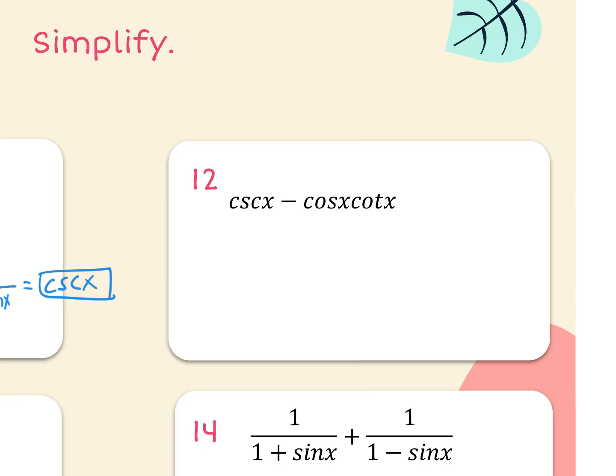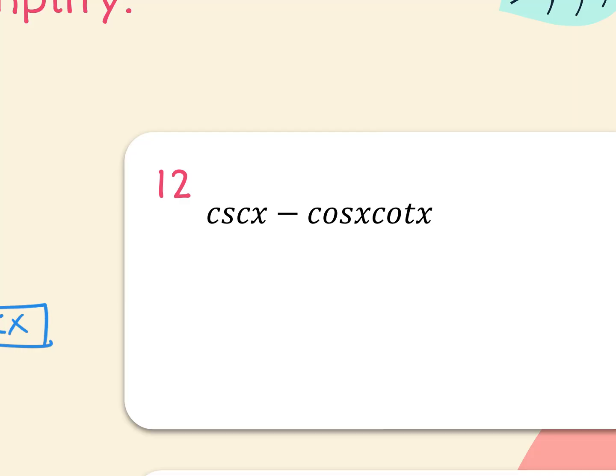So again, maybe change everything in terms of sine and cosine. There's no common factor here. So what we can do is we can make this a 1 over sine of x minus the cosine, which is going to be a cosine of x times cotangent, which is cosine of x over sine of x. And then this is going to get us 1 minus cosine squared x over sine of x.